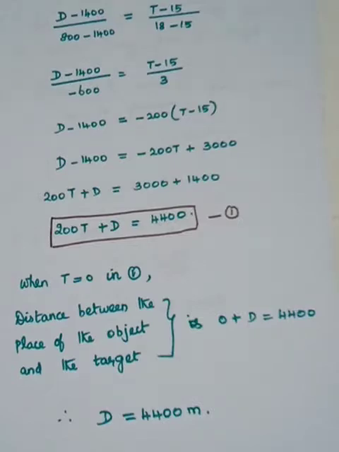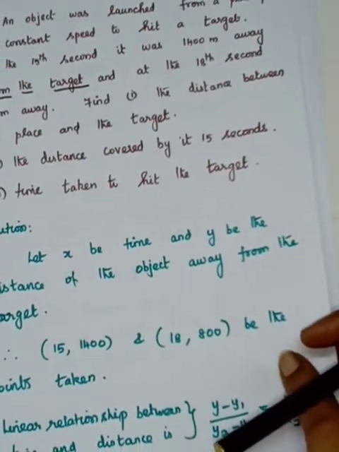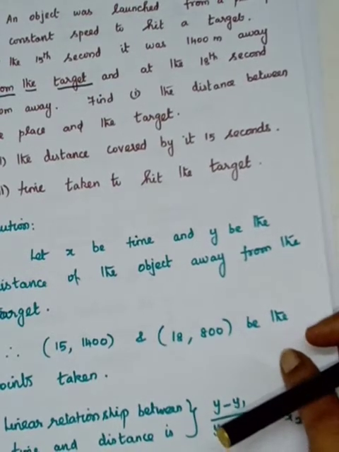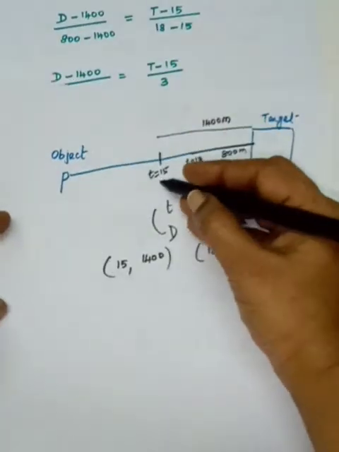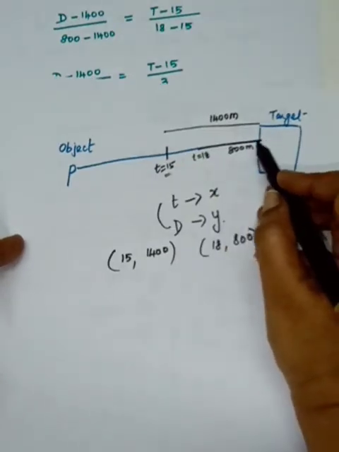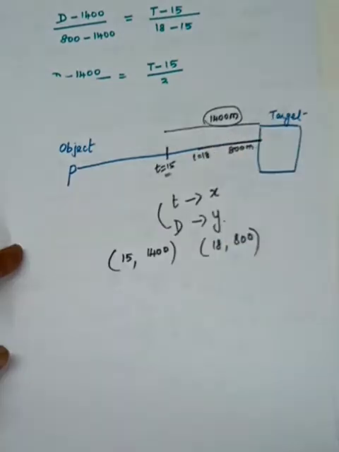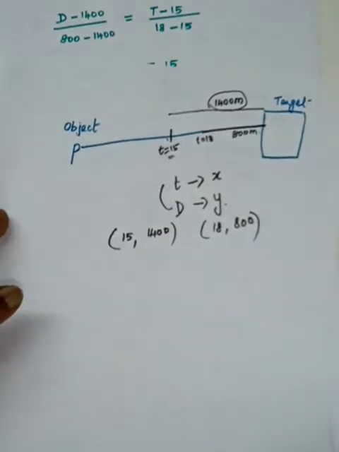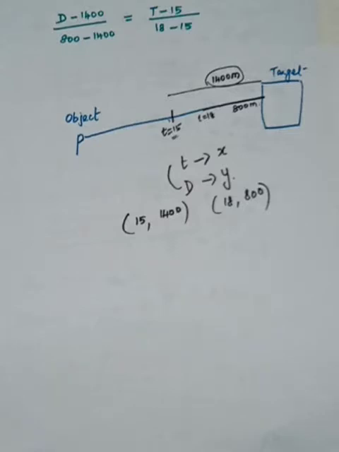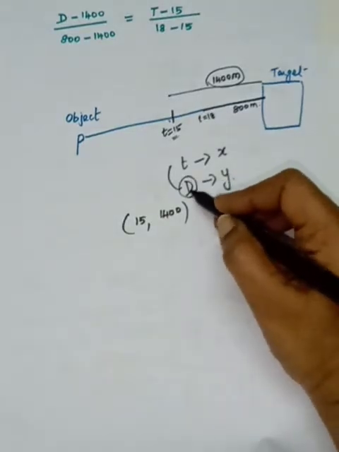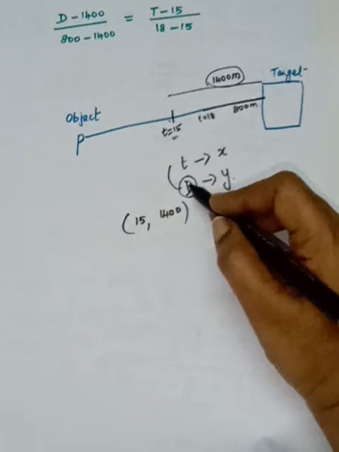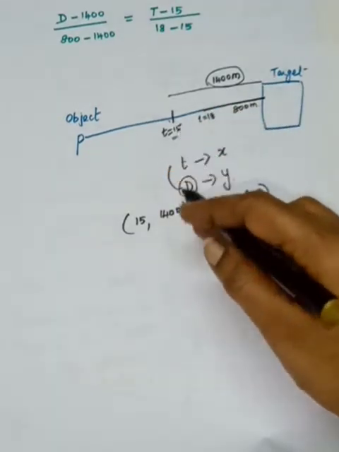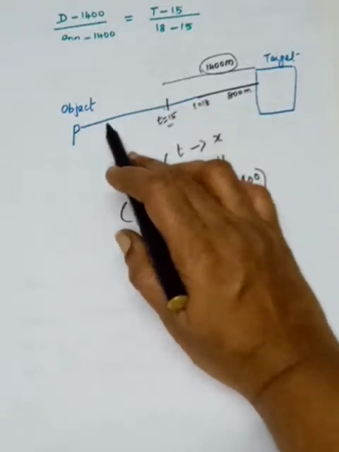And coming to the second subdivision, what is the distance covered by the object at the 15th second? You see that in the 15th second, the distance from the target is 1400 meter. But what is asked? What is the distance the object covered? So this side distance is asked. What we have taken, d, is the distance of the object away from the target. But in the question, what is asked? What is the distance covered at the 15th second?